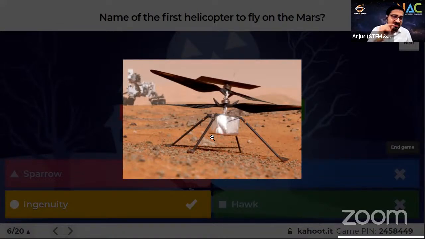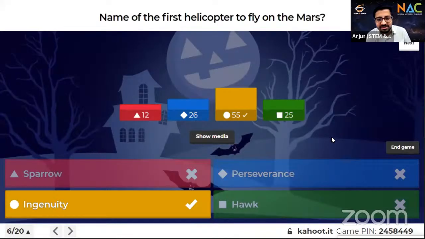So this little helicopter was part of the Mars 2020 mission, and it went to the Mars surface along with a rover. They landed in March earlier this year. In the background you can see the rover. The name of the rover was Perseverance, and the name of this helicopter was Ingenuity. So all those who said Perseverance, I should give you half points, because you got half of it correct. But yes, the name of that helicopter was Ingenuity.